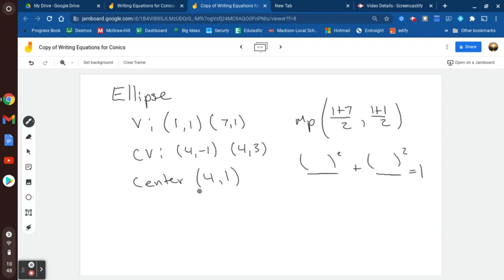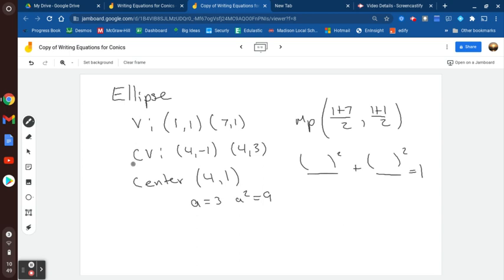All right, would you agree with the center 4, 1? Okay. So now I'm going to try and find the A because the vertices are tied to A. So I'm going to compare 4, 1 or 7, 1. What do you think the A is? 4. 3. Or A is 3. So A squared is 9. Then co-vertices are tied to B.